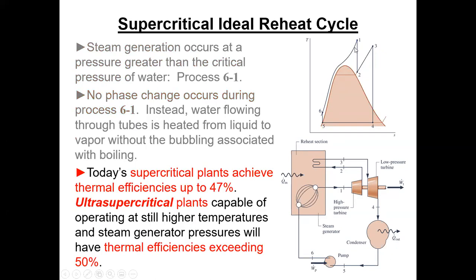And then, of course, we're going to drop down to 2, and then we're going to go back and reheat, and then we're going to drop into the dome with a second turbine. Today, supercritical plants achieve thermal efficiencies up to 47%. Ultra supercritical plants, capable of operating at higher temperatures and steam generator pressures, will have thermal efficiencies exceeding 50%.